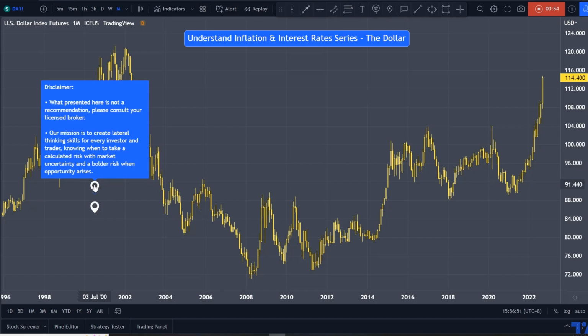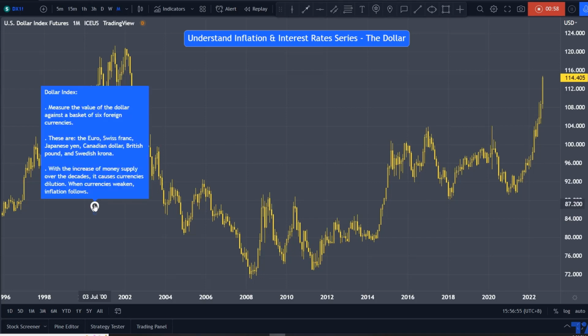And what we're seeing here is a dollar index, and this is one of the best indicators to measure the strength and the weakness of the US dollars. But there is something else that I will explain very shortly. But what is a dollar index? It is a measurement of the value of the dollar against a basket of six foreign currencies, and they are the euro, Swiss franc, Japanese yen, Canadian dollar, British pound, and Swedish krona.